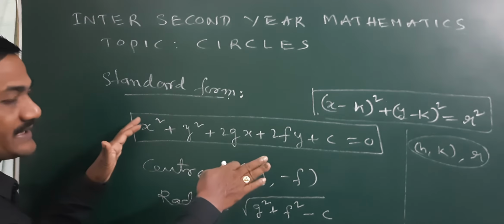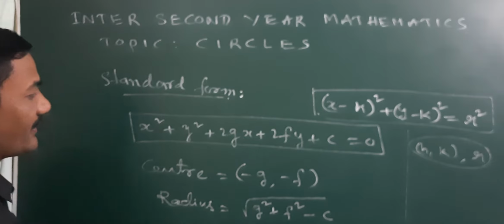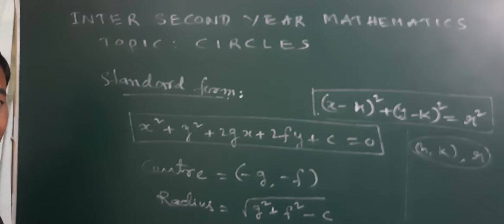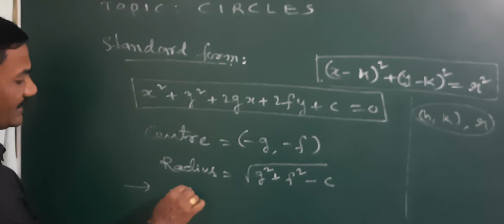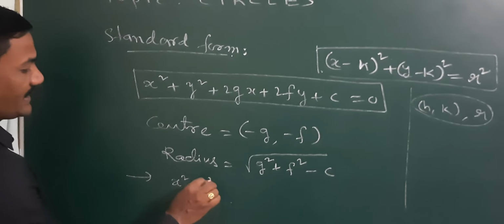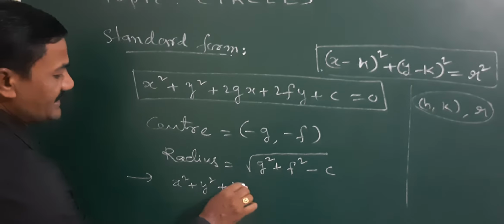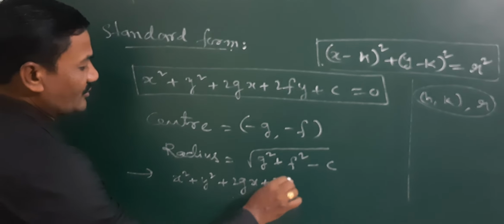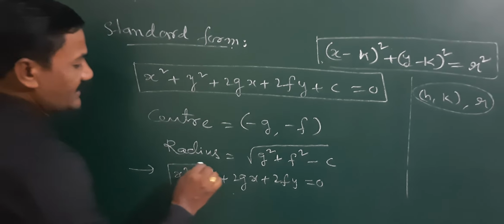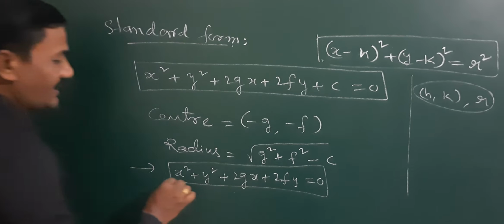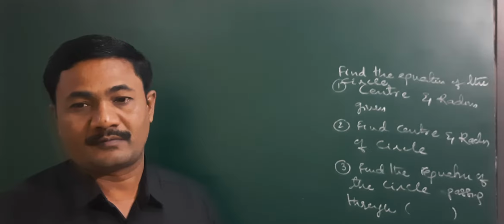The equation of the circle passing through the origin is x square plus y square plus 2gx plus 2fy is equal to 0. This is the equation of the circle passing through the origin.